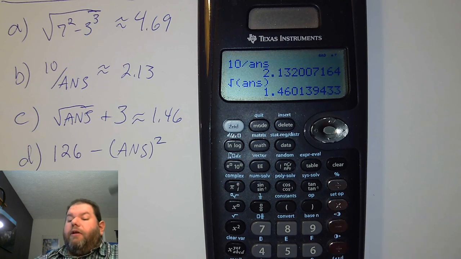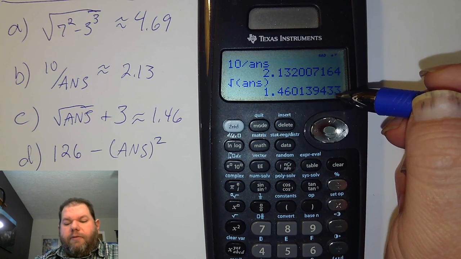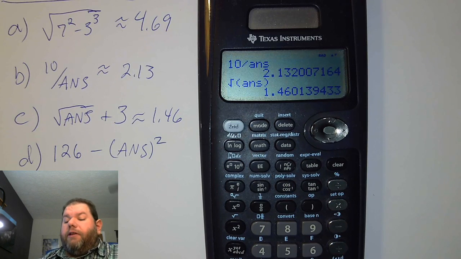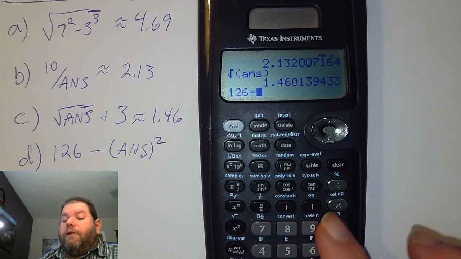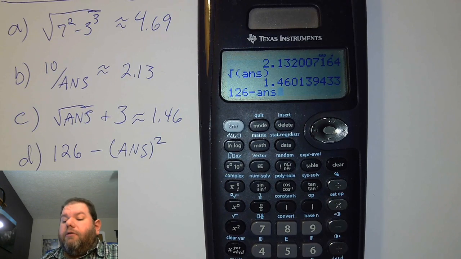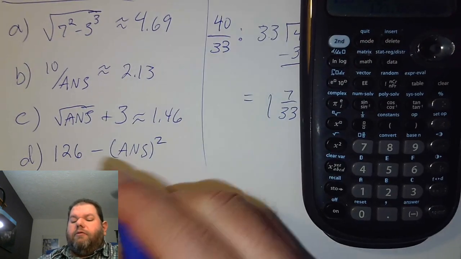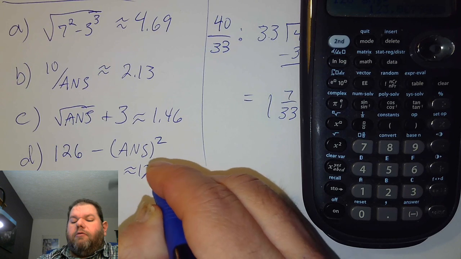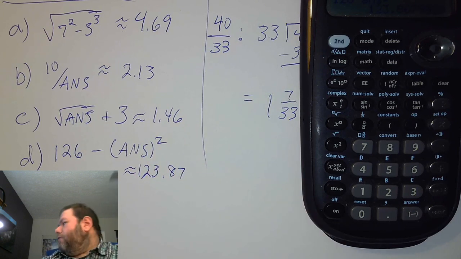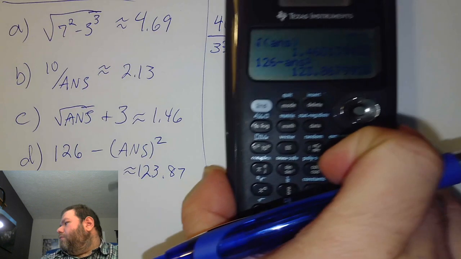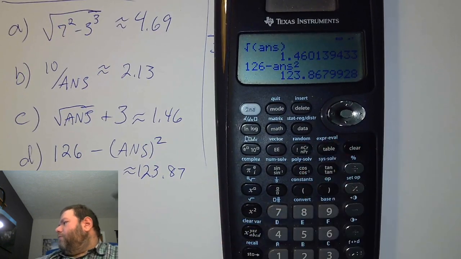Okay, now this is stored in our answer at the moment. So we want, finally, 126 minus our answer squared. And that gives us 123.87, it looks like. Okay, are there any questions on that?